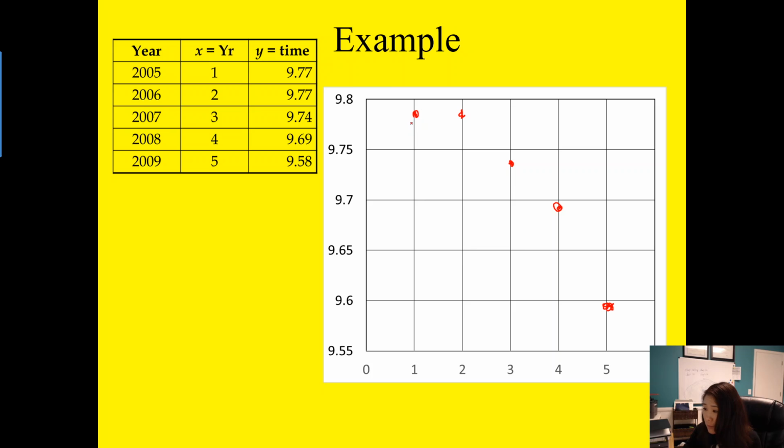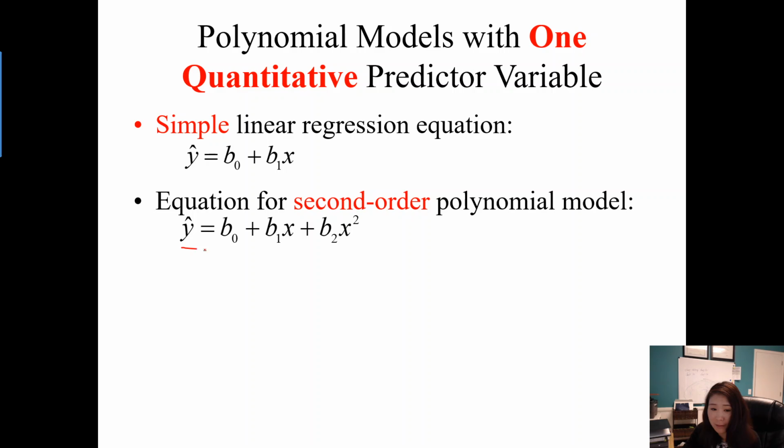If you try to find the pattern or draw the trend of this line, you notice that we see a curve. If you are still using the simple linear regression model, it won't be able to capture this curvature. So what we're going to do is use the second order polynomial regression model.